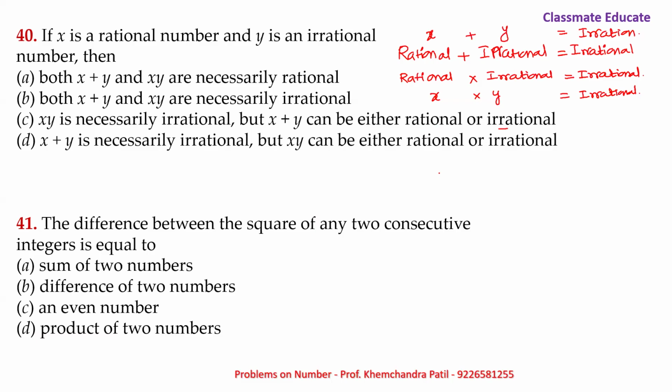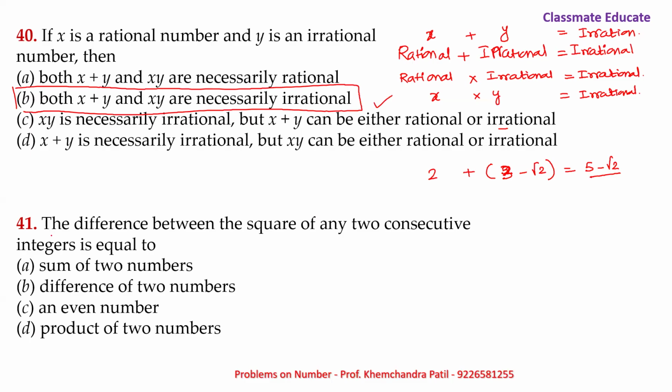Now, if you are doubtful about this, x plus y can either be rational or irrational. Suppose I am taking the rational number 2 plus the irrational number 3 minus root 2. So this will be 5 minus root 2. This is irrational in nature. So don't think too much. So your answer is B. Both should necessarily be irrational in nature.